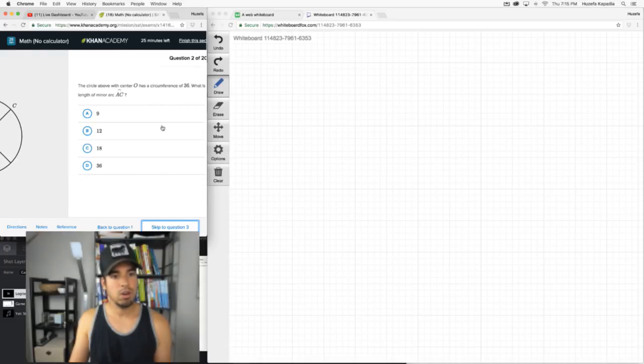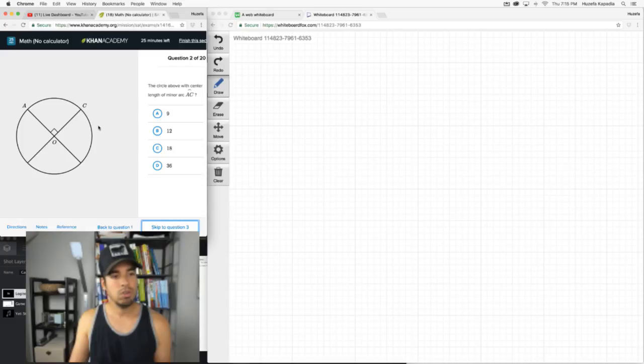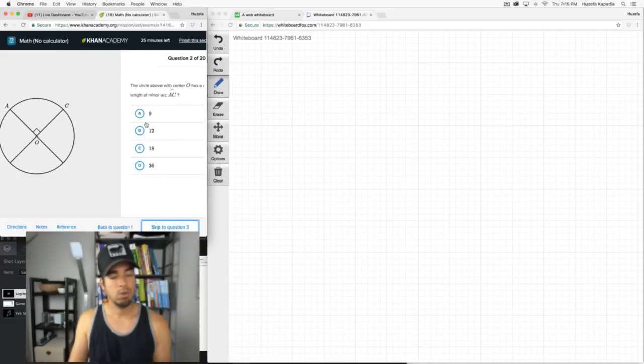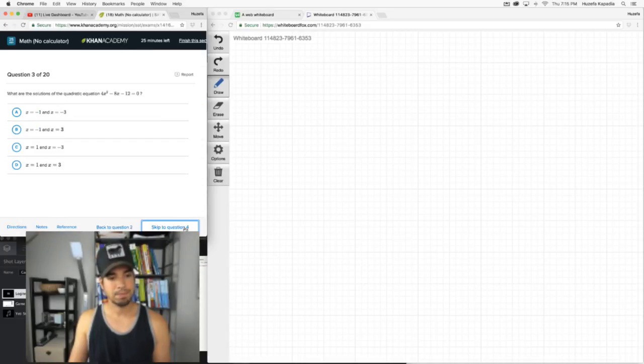The circle above with center O has a circumference of 36. What is the length of minor arc AC? Notice this entire thing all the way around is going to be 36. And this is a right angle, and that's very important because it means the circle is cut into a quarter. You can see it looks like it's cut into quarters very nicely, but the 90 degrees reinforces that because 90 is 1/4 of 360. So this arc is 1/4 of that 36 circumference, and 1/4 of 36 is 9.